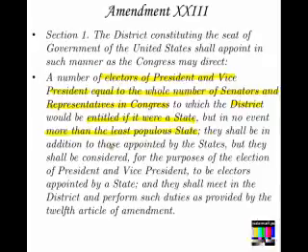They shall be in addition to those appointed by the states, but they shall be considered for the purposes of the election of president and vice president to be electors appointed by a state, and they shall meet in the district and perform such duties as provided by the 12th article of amendment, which is to vote for the president and for the vice president.